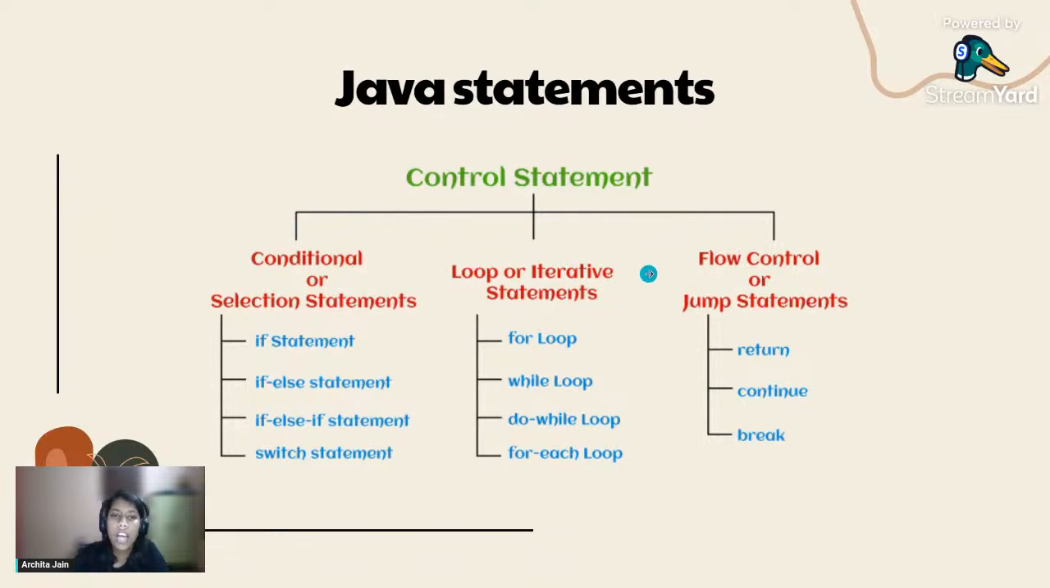Second is the loop or the iterative statement. In this we have for loop, while loop, do while loop, and for each loop. For each loop is kind of different, so I'm going to be covering it in the next slide. And flow control or the jump statements are return, continue, and break.